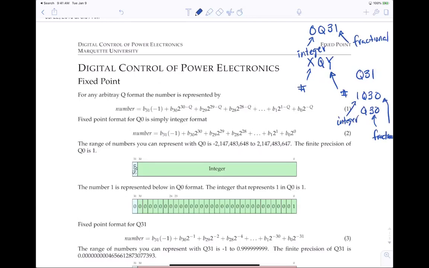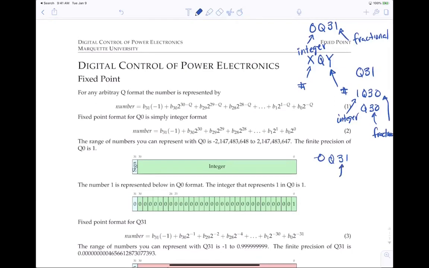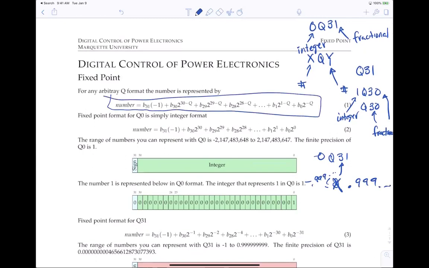So if you had a Q31, we'll call it 0Q31, you can't represent 1 or negative 1. You can almost get up to 1 and almost get to negative 1, but you can't get 1 or negative 1 because you don't have any integer bits. You have 2 to the minus 31 fractional bits here, but you won't be able to get that. So just very roughly, this would cover a number between negative 0.999 and 0.9999. Okay, so what happens in equation 1 is that this covers any arbitrary Q format that you select. You could figure out what the number represents by using this equation for any Q format you are in.